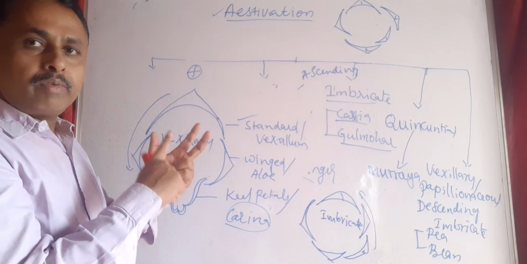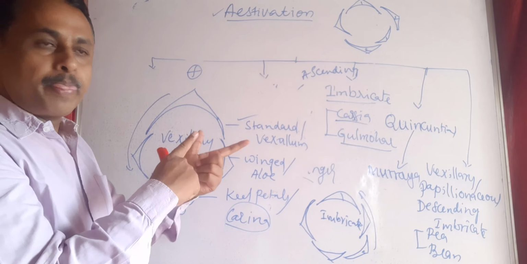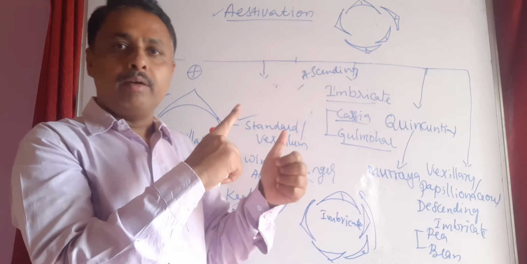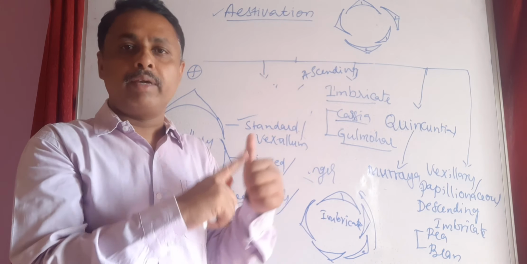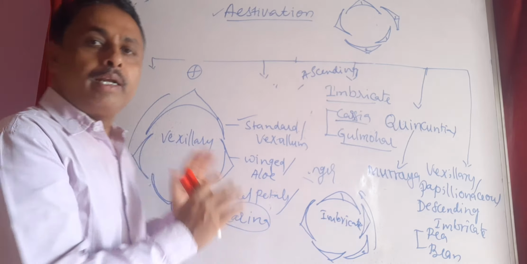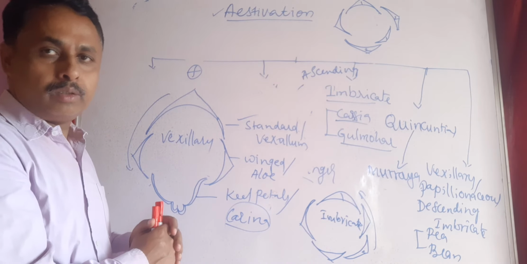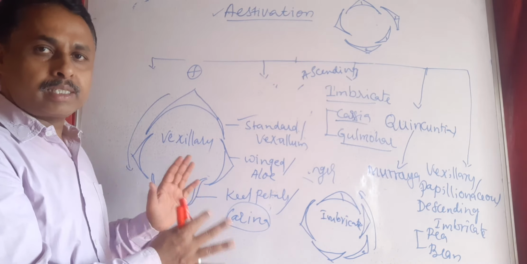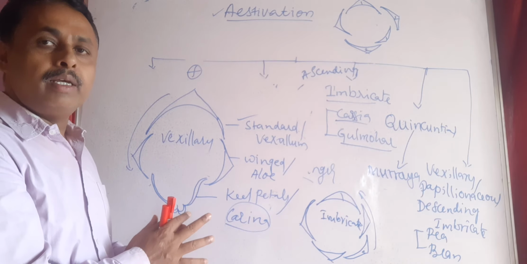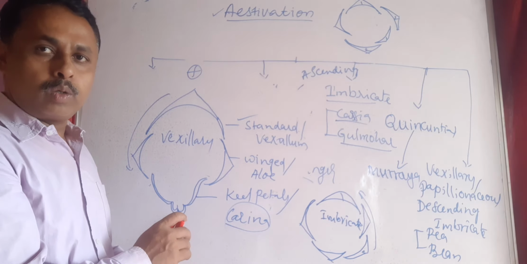Valvate, twisted, imbricate, quincuncial, and vexillary aestivation are the different types of aestivation. With examples also we discussed them. This is about the aestivation of calyx and corolla.